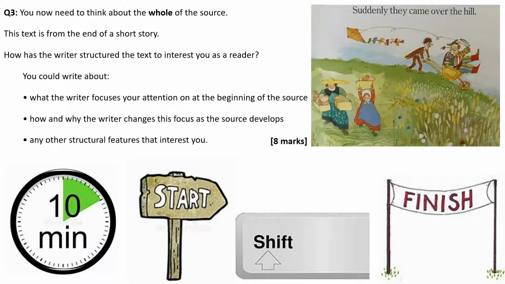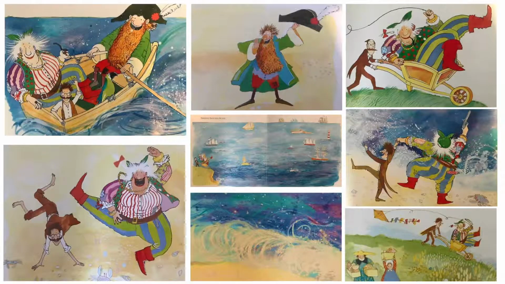Now, the word structure you need to understand to answer this effectively. And structure is talking about the organisation of the story, the way that it's been built up and organised. So what you can see on the screen now are a series of pictures that have come from this picture book that relate to the extract, but they're muddled up.